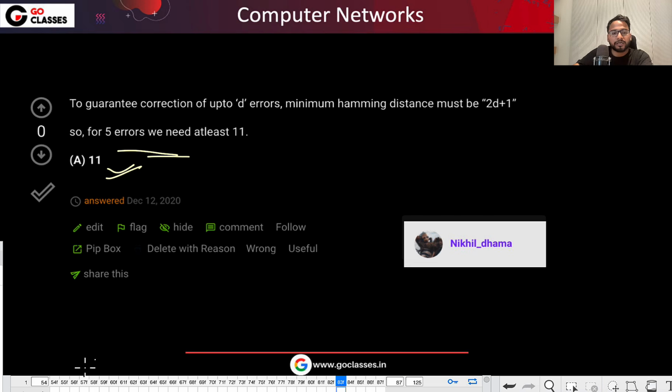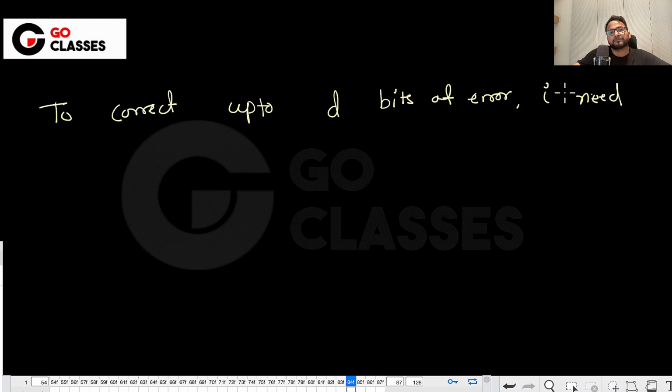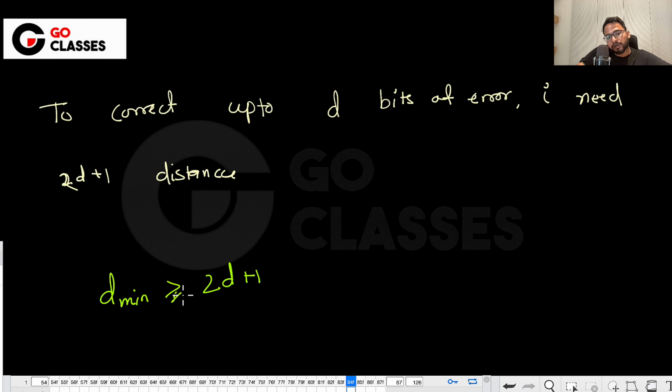Let me write it here. To correct up to d bits of error, I need 2d plus 1 distance. Basically it is Hamming distance. At least I need that, which means obviously the Hamming distance could be greater than 2d or 2s, whatever you like to say. It could be greater than that, but yes, it should be at least 2d plus 1.